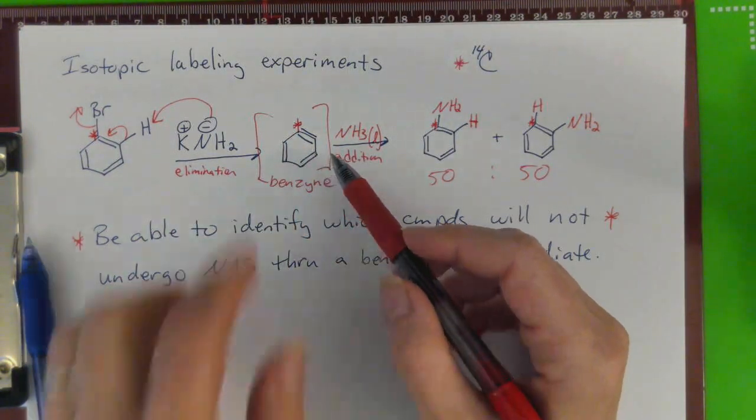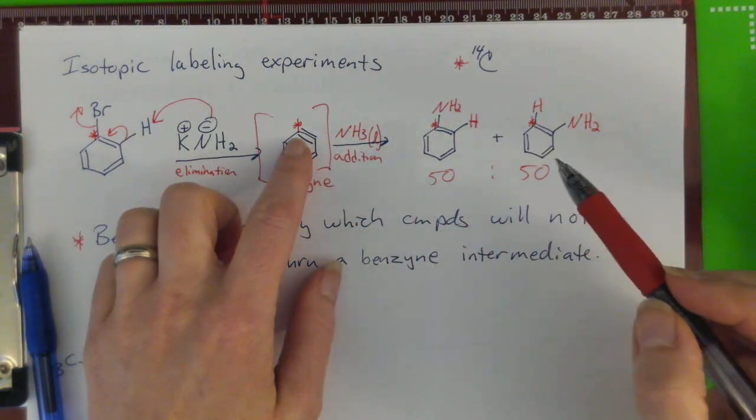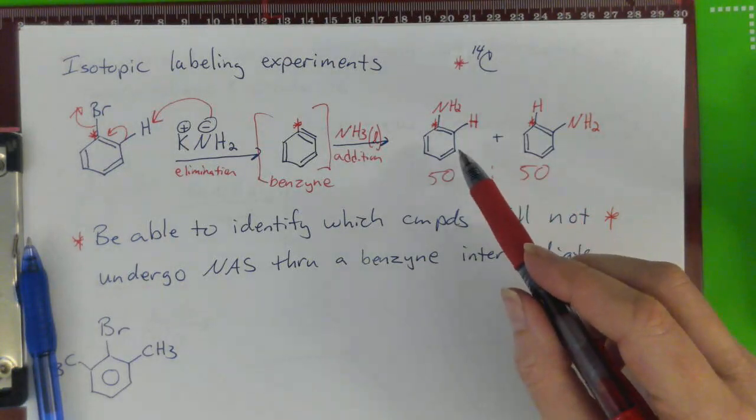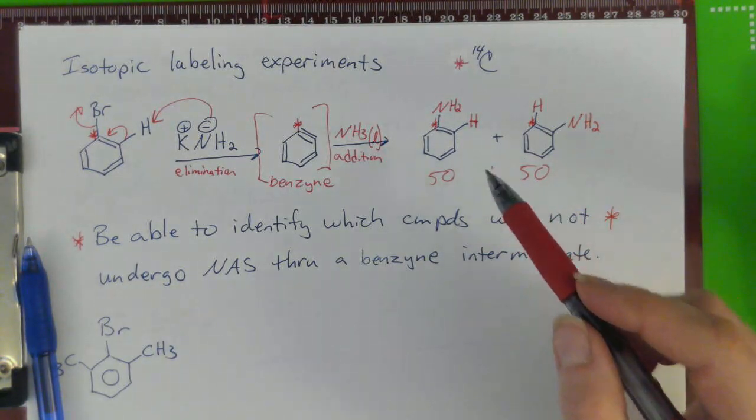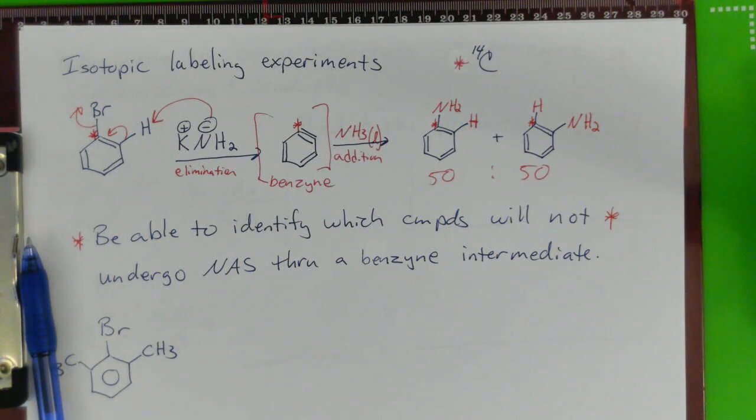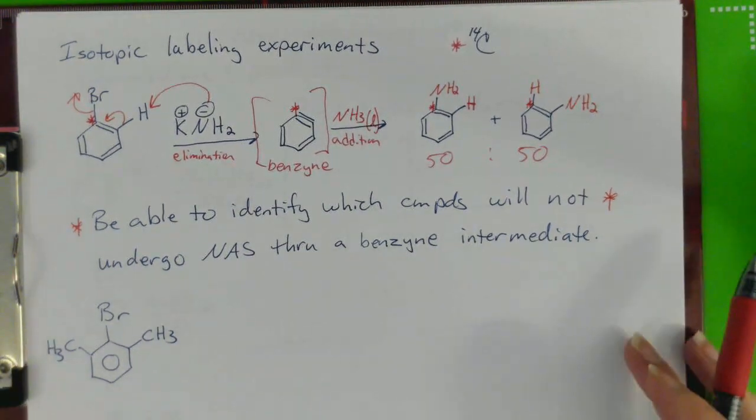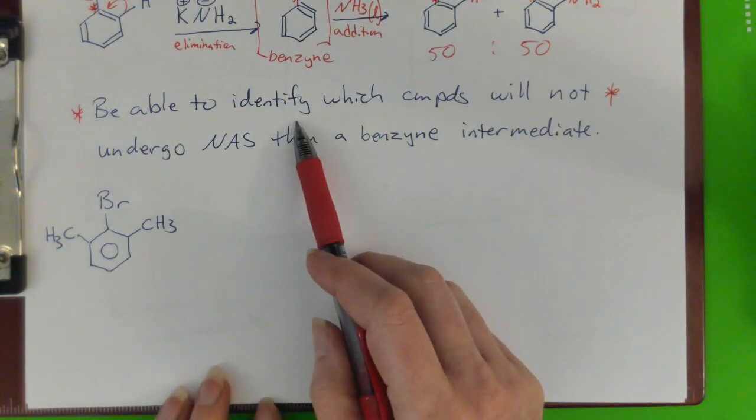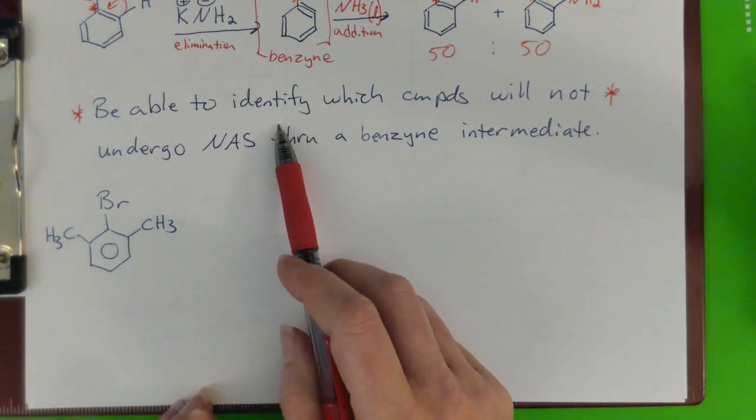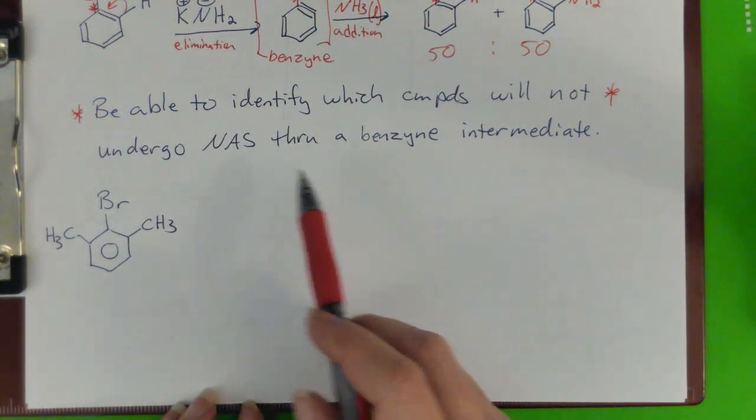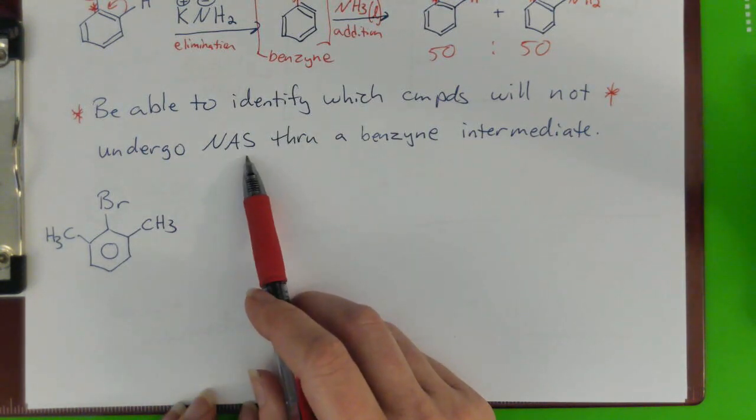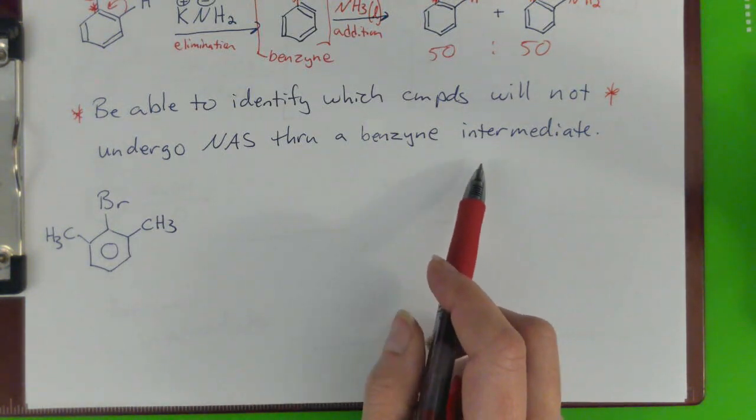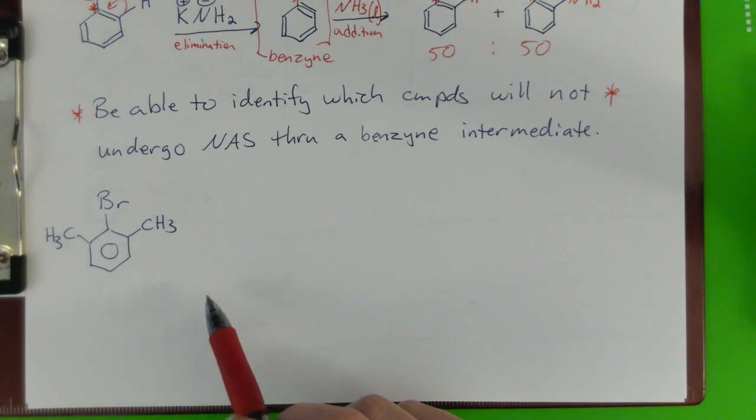Because if we didn't get this intermediate, if it was something that happened all together in one step, we would expect just one product. So that's kind of elegant, and so I just wanted to mention that. So something that you'll have to be able to do on your next exam is to be able to identify any compounds that cannot undergo nucleophilic aromatic substitution through a benzyne intermediate. So let me just show you an example of that.